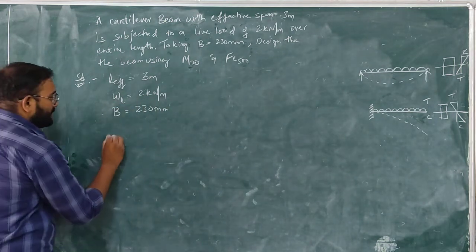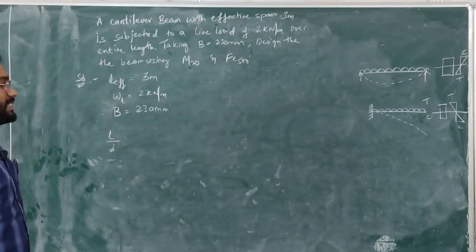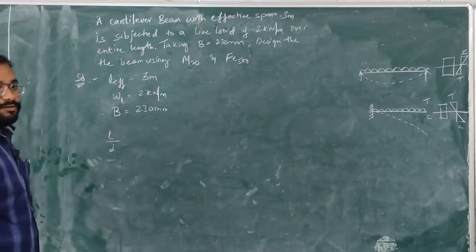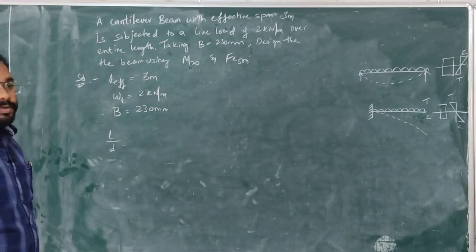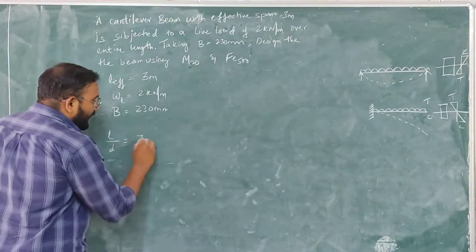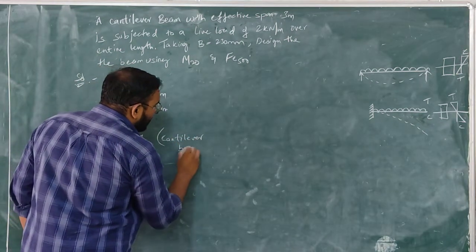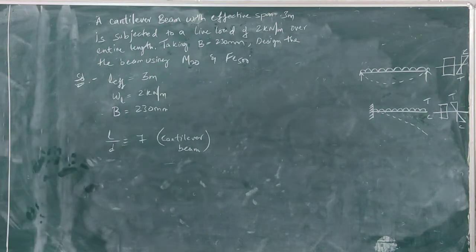Next step is the L by D ratio. What is L by D? Span to effective depth ratio. What is the span to effective depth ratio for a cantilever beam? L by D is equal to 7, because it is a cantilever beam. It is not a simply supported beam. For a simply supported beam you took L by D as 20, right?